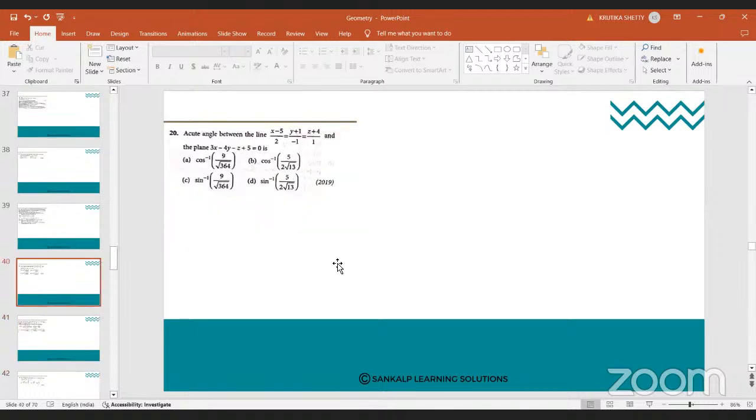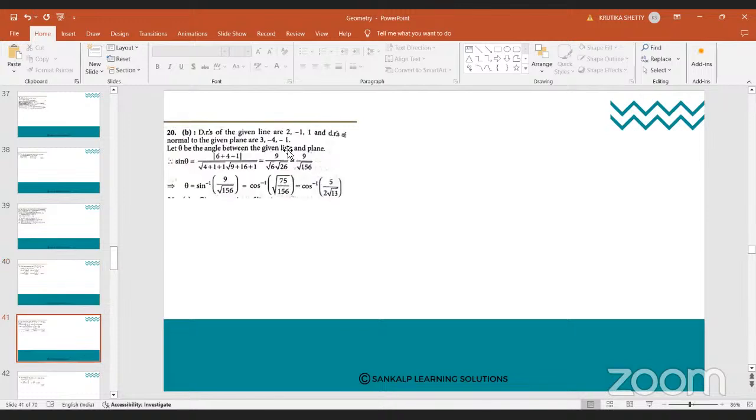Okay, next, acute angle between a line and the plane. We know the formula for the acute angle. To calculate the angle between a line and the plane, we have a formula. The formula is sine theta is equal to b dot n divided by mod b mod n, where b is the vector parallel to the line, and n is the normal to the plane.